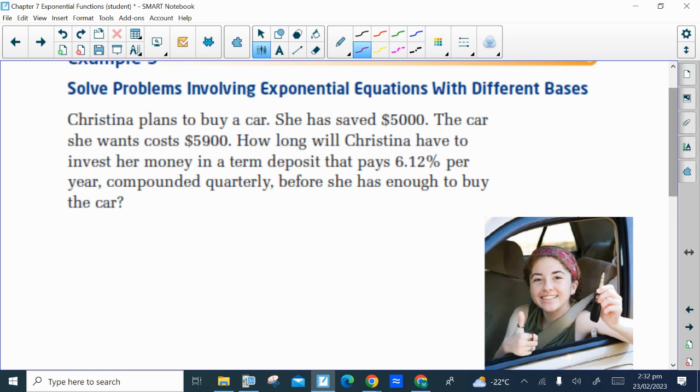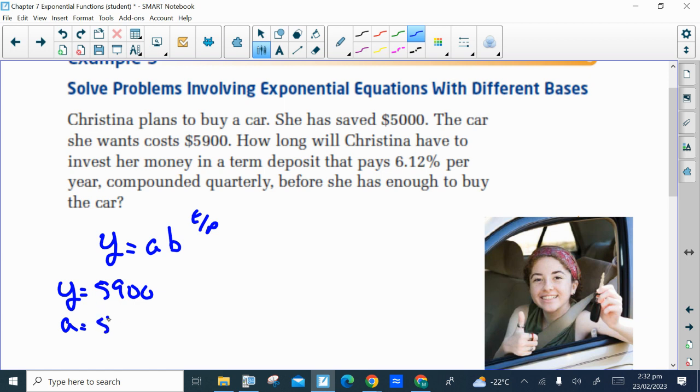So we're going to use the exponential function equation that you're given on the formula sheet, which is, again, y equals a times b to the power t over p. And so y is the amount at the end, which in this case we are told is $5,900. That's how much she needs to have at the end. We said that a is the initial amount as long as the graph hasn't been transformed at all vertically, and in this case it hasn't. So a would be the initial amount of 5,000.